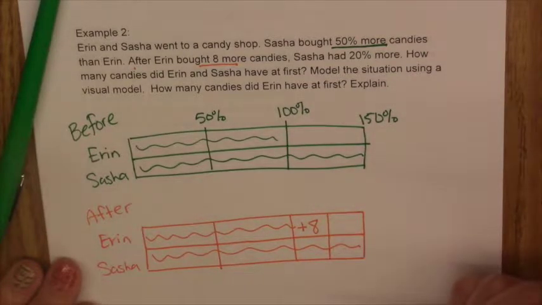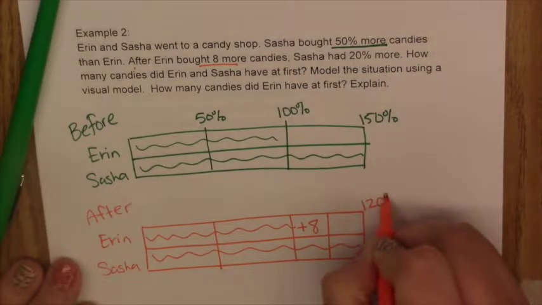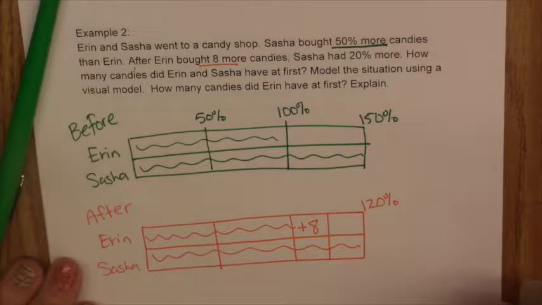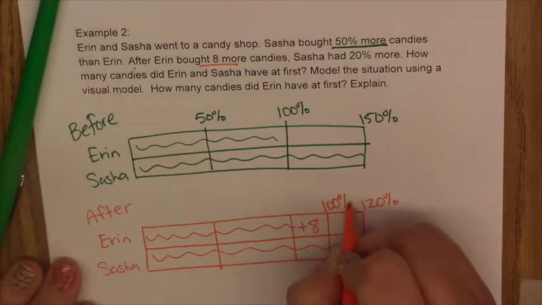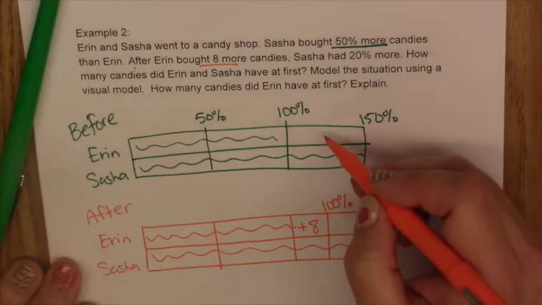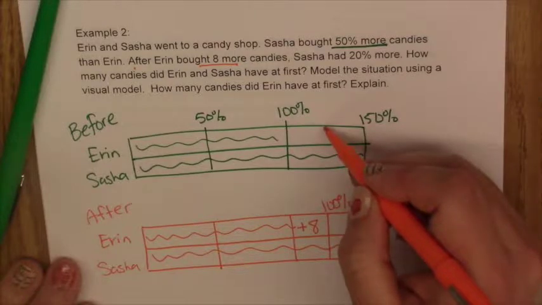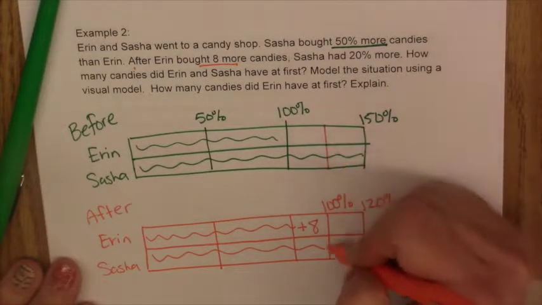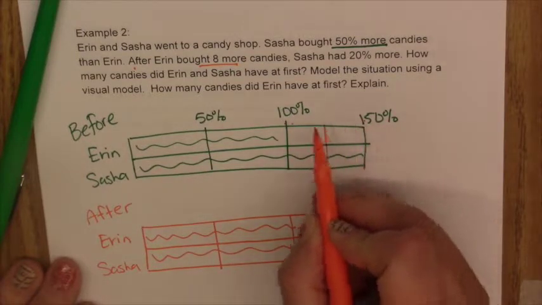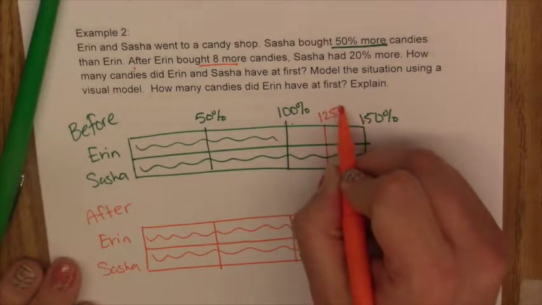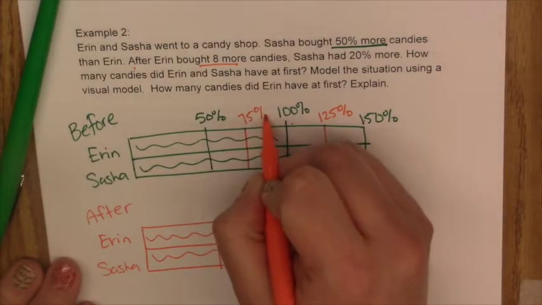I'm just going to break this up here. And now it says that Sasha only has 20% more. So here's our 100%. All right, so we need to kind of look at both of these lines. So if I were to break this line up and add in that extra line that I did here, notice that up here I would be counting by 25. So this would be 125%. So I'm going to go ahead and count my entire row by 25s just in case I need it.